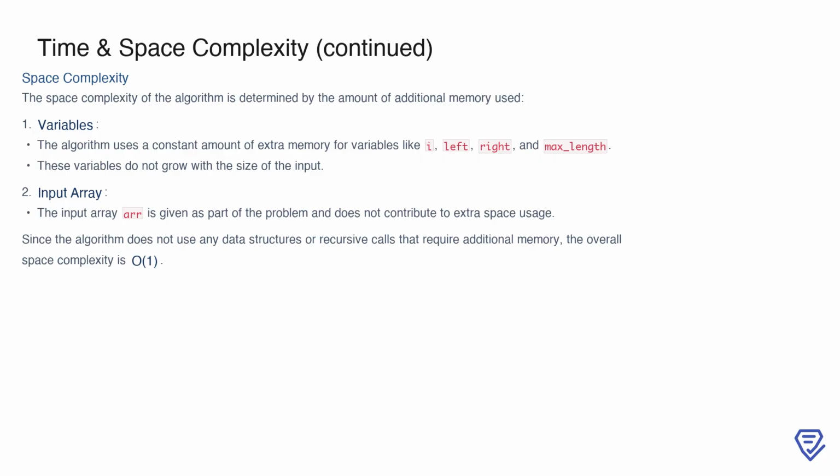Now, let's evaluate the space complexity of the algorithm. The memory usage is determined by the additional variables used during execution. Here, we only have a few variables, such as I, left, right, and max_length, which all take up constant space. Importantly, the amount of memory these variables require does not grow with the size of the input. Additionally, the input array itself is provided as part of the problem, so it doesn't contribute to extra space usage. Since the algorithm doesn't rely on any additional data structures or recursion, the overall space complexity is constant, or O(1).